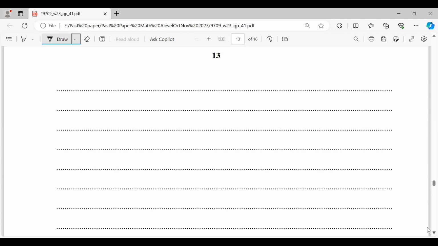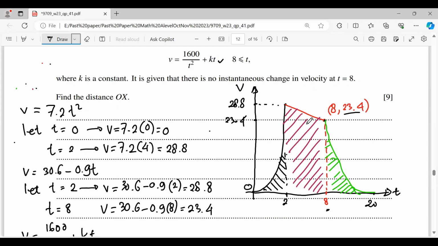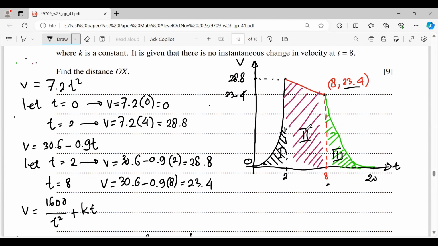The second area, or area 2, from 2 to 8, yeah. So this is the first area, and this is the second area. The first area, this is the second area, this is the third area. Okay, so just now we already calculated the first area. Now the second area from 2 to 8, and after that from 8 to 20.